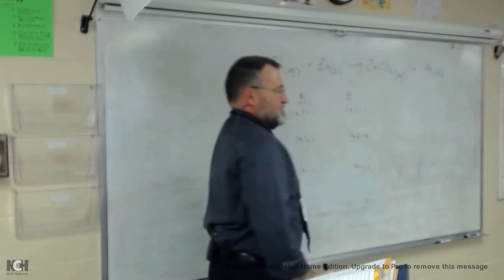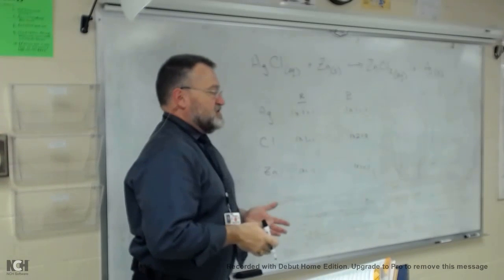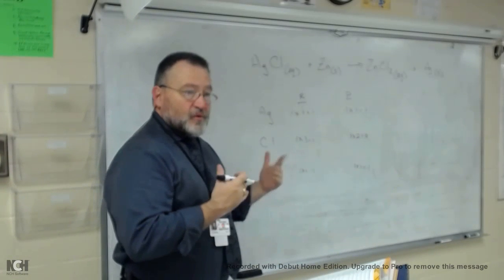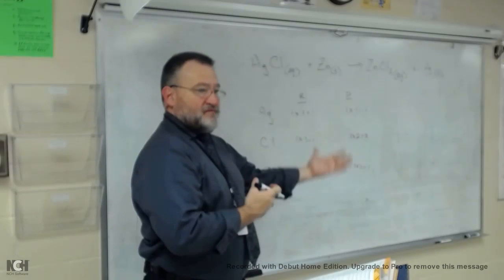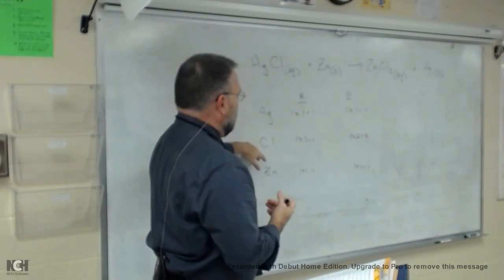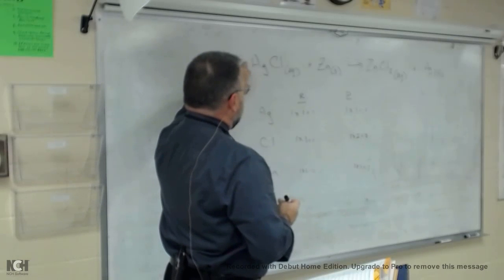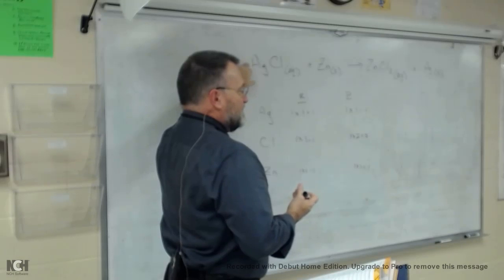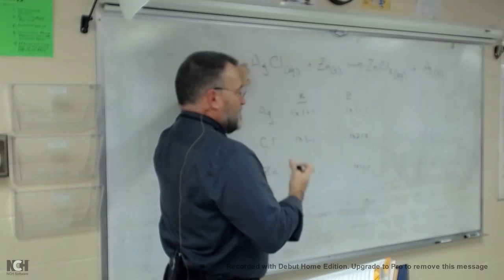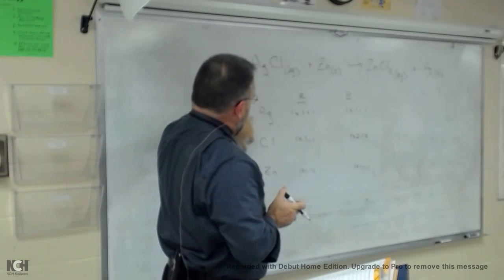Am I balanced? No, not balanced. Ask the next question then. Where do I lack? Where do I need more of something? Chlorine on the reactant side. If I go to chlorine, it's in this molecule. I know now that if I mess with this molecule, I'm going to tamper with chlorine, but I'm also going to tamper with silver. So these two are going to change.